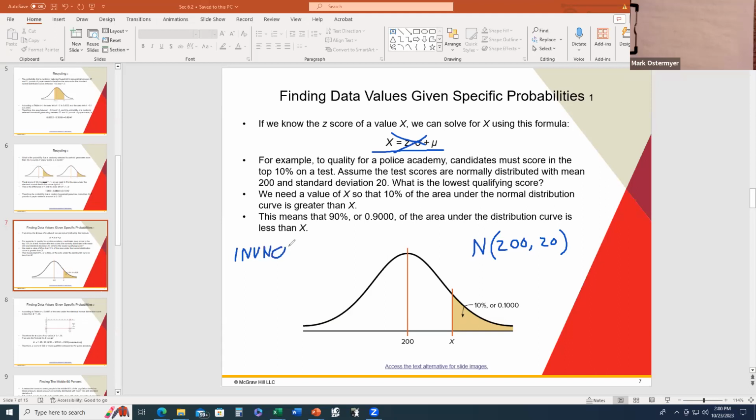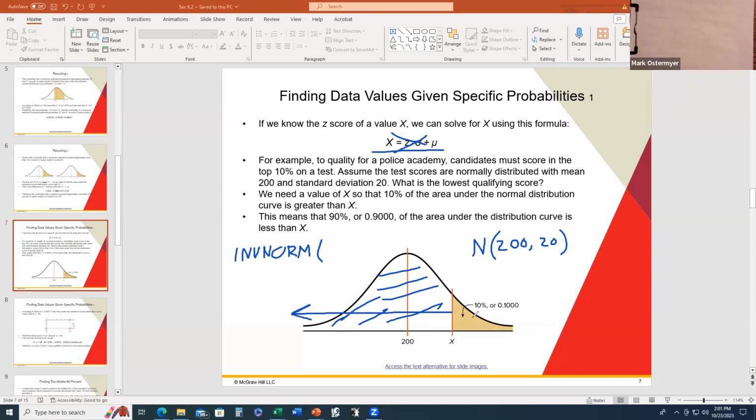Remember, inverse norm always finds values on a horizontal axis. It does not find probabilities or areas. The normal CDF finds areas or probabilities. All right, so inverse norm, we always need the area to the left of the value we seek. We need this area to the left. What would be this area to the left? What is all this area down here?